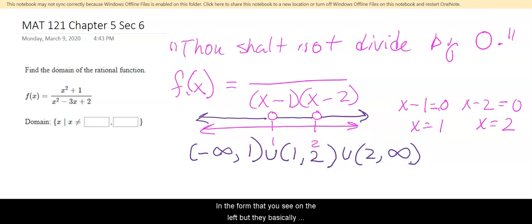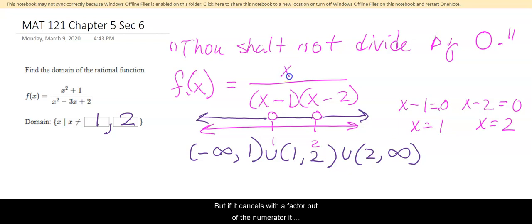In the form that you see on the left, what they basically want to know is, okay, I can use any number except, and you just tell it, I want to throw out 1 and I want to throw out 2. Now, what does this produce in the graph when you're looking at these? This is when I do need to consider the numerator. If it's ever in the denominator, it cannot be allowed in the domain.